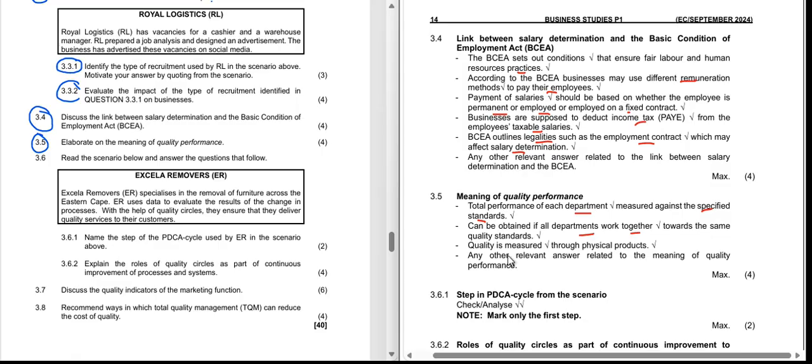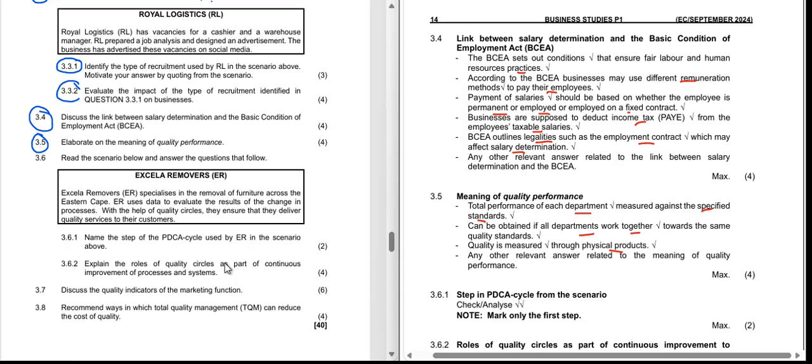If you are all on board, you are all aware of the quality standards that you need to meet, you can achieve it. And quality is measured through physical products. So this is the end product. After producing your products, you measure whether they meet the standards that you set for yourselves. Let us move on to 3.6.